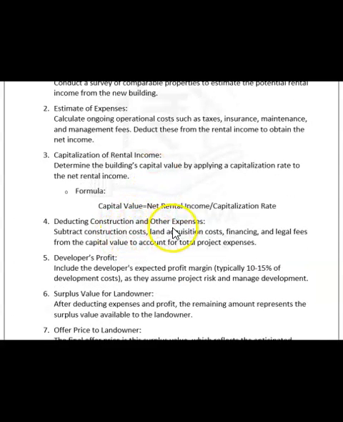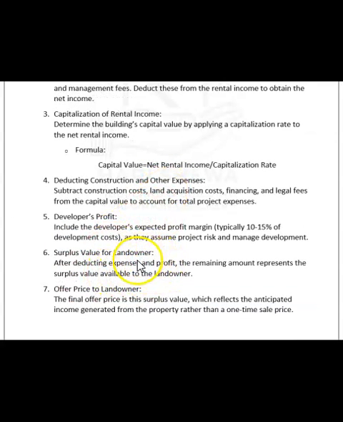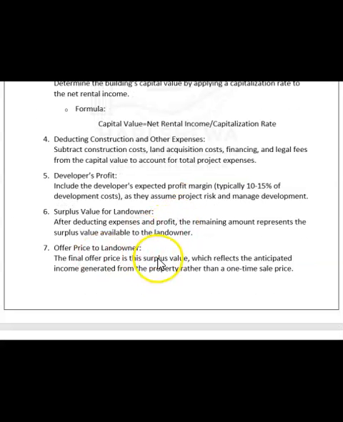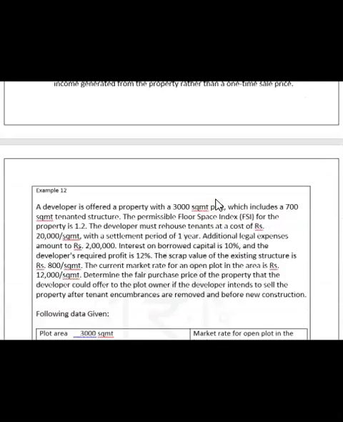Deduct construction and other expenses. Deduct developer profit. Also deduct surplus value of landowner. After deducting all the expenses and profit, the balance, whatever amount, is the value for the landowner. Offer price of land: the final offer price is the surplus value, which reflects the anticipated income generated from the property rather than a one-time sale price. Okay, we will do one question so you will understand both the methods.